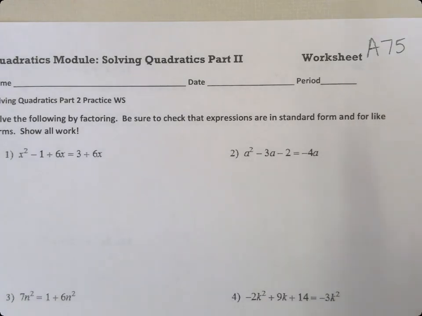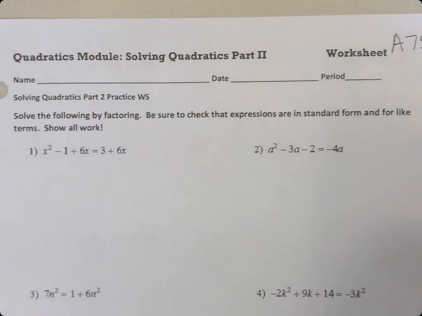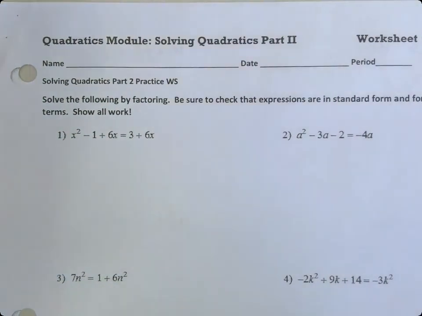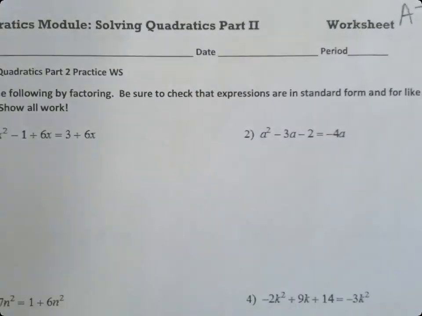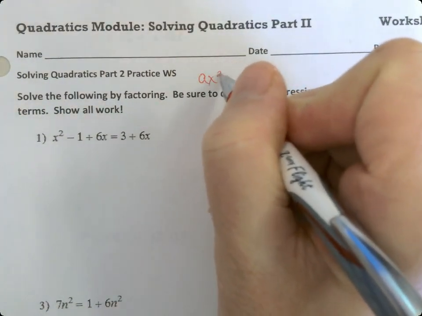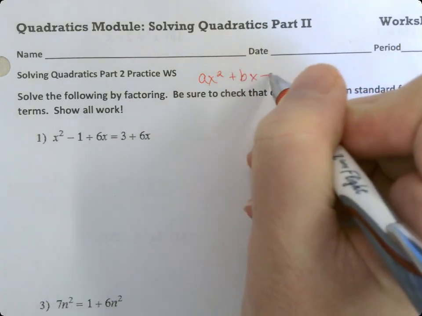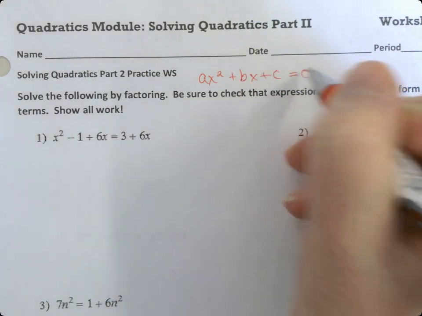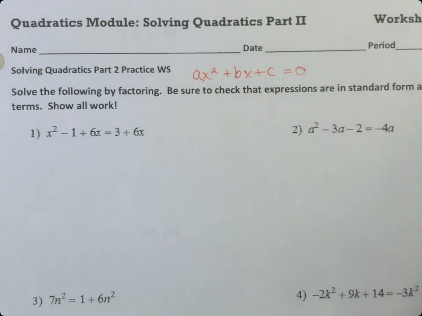We're looking at worksheet A75 today, and we are doing more solving by factoring. In order to do all of these problems, we want to put them in standard form, ax squared plus bx plus c, and always set it equal to 0. We are using something called the zero product property.